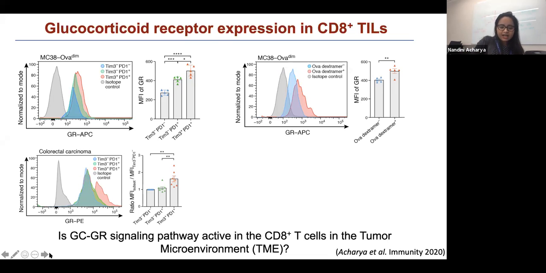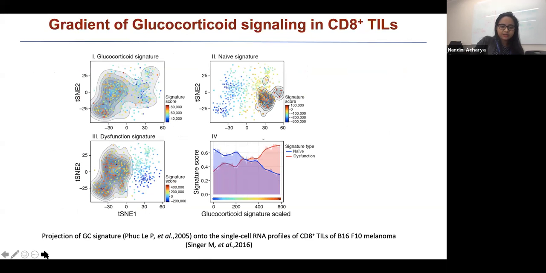So the next question we asked: is the glucocorticoid signaling pathway active in the CD8 T cells in the tumor microenvironment? To answer this question, we scored the glucocorticoid signature onto single cell RNA sequencing profiles of CD8 T cells from B16 melanoma. And as we can see, there was a gradient of low to high expressing cells. So we wanted to identify what these cells were. So we projected a naive signature and dysfunction signature on the same cell population.